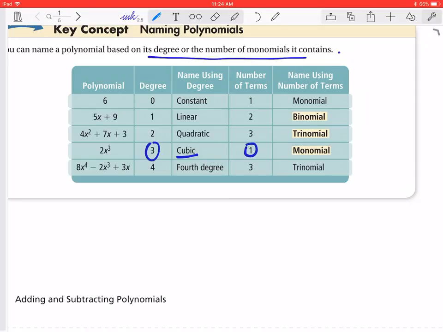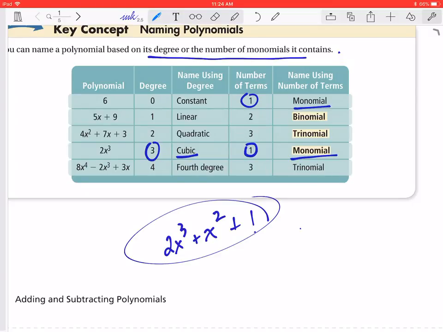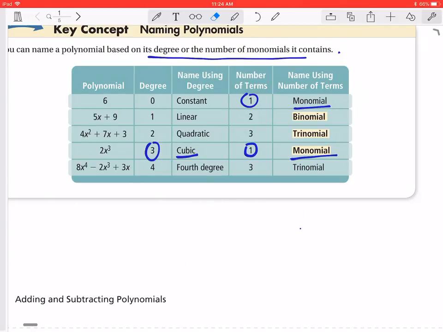Now, the number of terms here is 1, so we call it a monomial. Look here, in terms of that, this was a monomial. So let's say, for example, I had 2x cubed plus, let's say, x squared plus, let's say, 1. That would be a trinomial, okay? But because I only have one term in this expression, it's called a monomial.